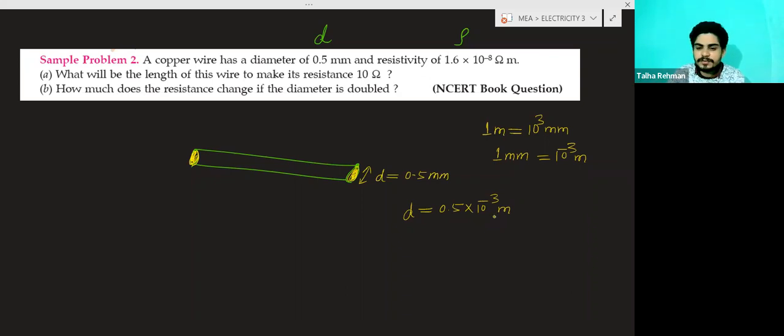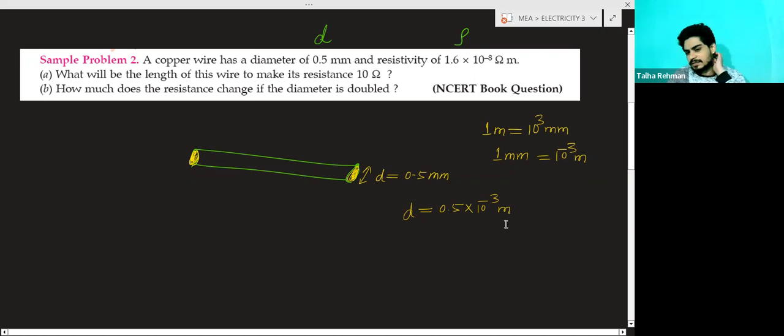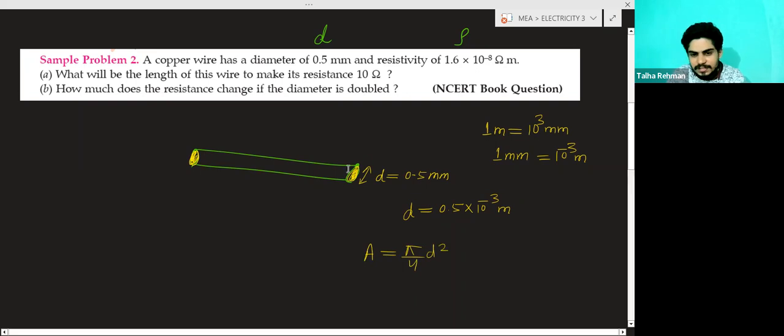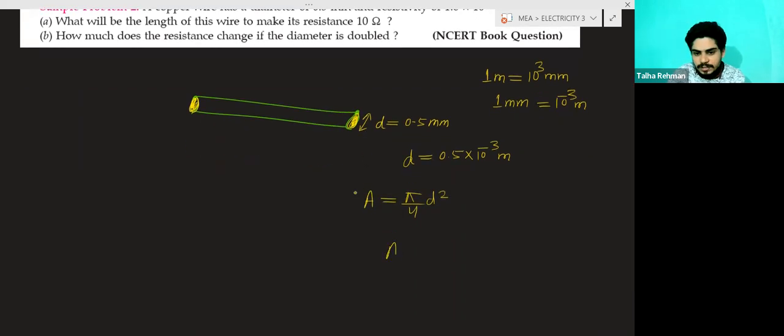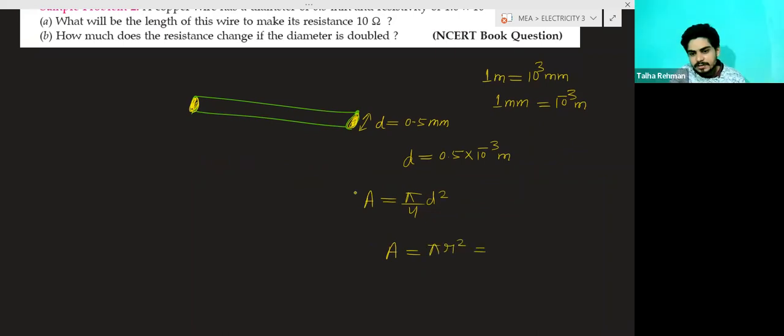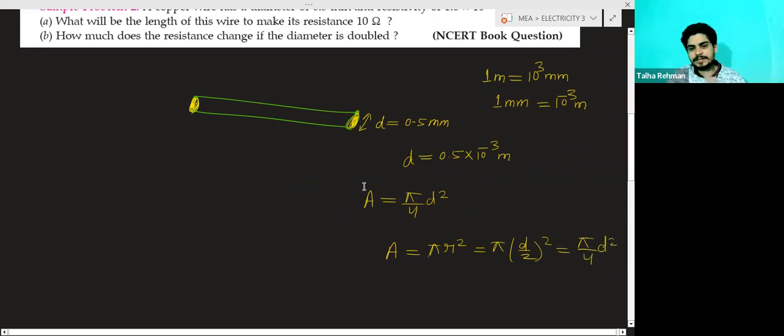We can convert this value into radius also. If I want to calculate this area of cross section A, it will be pi by 4 into d square. This is a circular area, na? What is the area of a circle? Pi r square, na? So you can convert radius into diameter. Radius is half of diameter. So you will get pi by 4 into d square. Okay, I have written directly here.